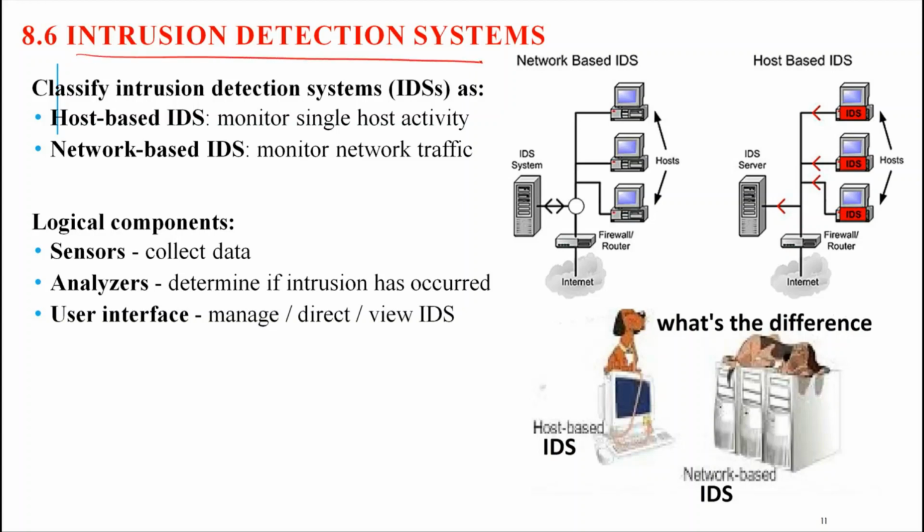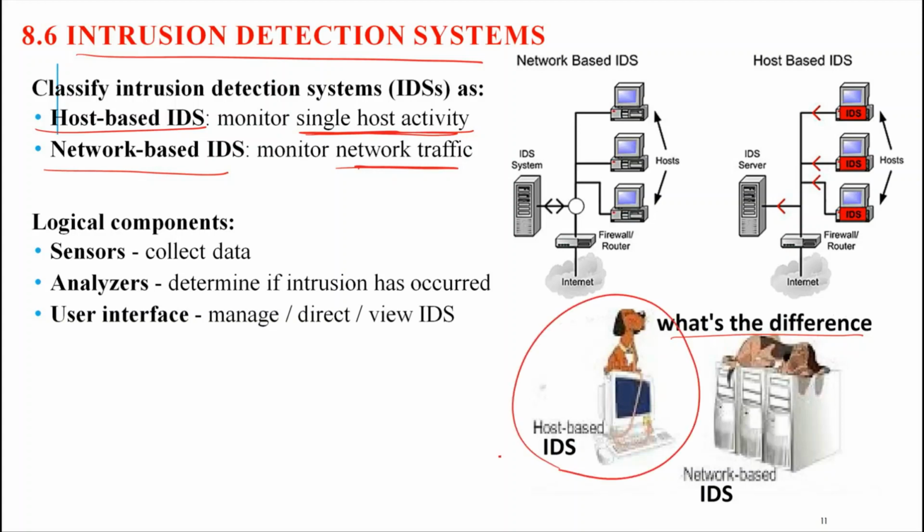Now, we are going to divide intrusion detection systems into two groups. We are classifying IDS into two: the first is host based IDS and the second is network based IDS. What does host based IDS mean? It monitors a single host's activity, a single computer. A network based IDS monitors the whole network. You can see there is a picture available here. So what is the difference between host based and network based? Host based means a single computer is monitored, whereas network based means the entire network, multiple computers or a group of computers, are monitored for intrusion.